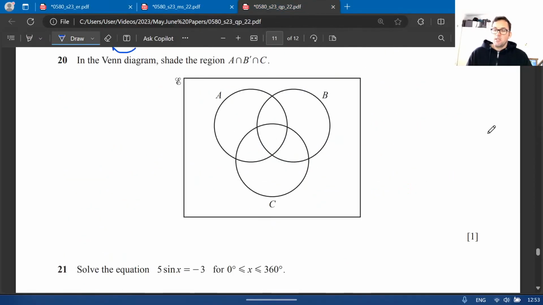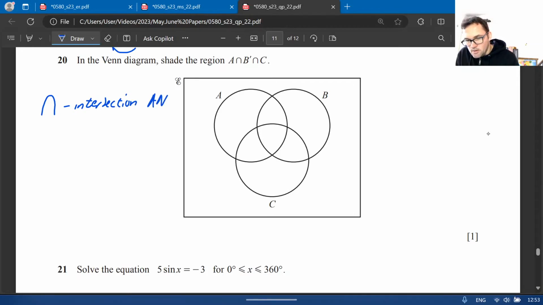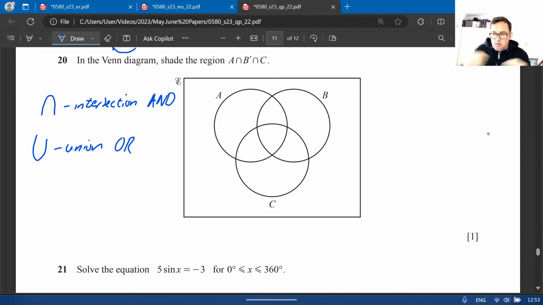Question 20. Venn diagrams. Remember the basics. We've got intersection, which is kind of like an and. Something has to be required in both. It has to be this and that. It needs to fulfill both requirements. Whereas union is more like or. It's in the one or the other, or in both. Intersection must be the one and the other one. Intersection is strict, union is relaxed.